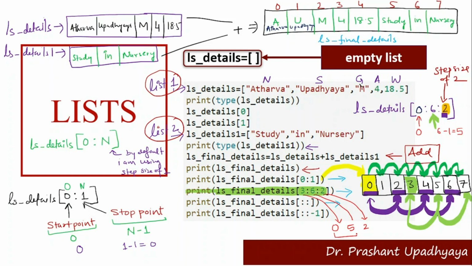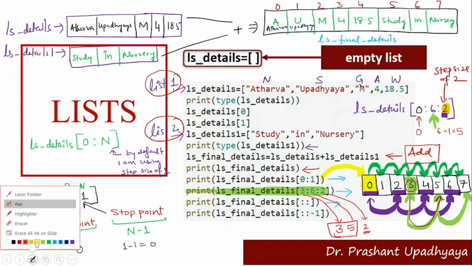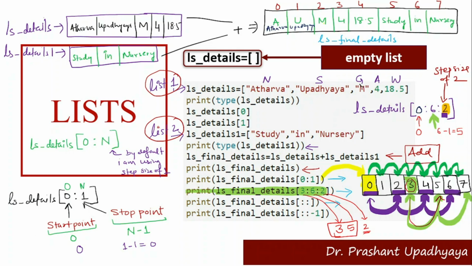So my elements will be indexed starting from 3, and then it will take a step size of 2, so it will make a jump of 2. It will move to 5. Now it will not go to 7, it will stop here on 5. So what is present on 3 and 5? If you go and see, on 3 my 4 is present, and on 5 my study is present. So I should get the output 4 and study.